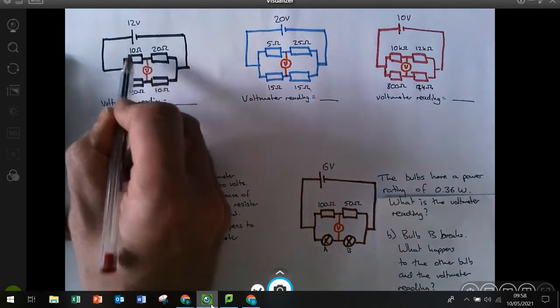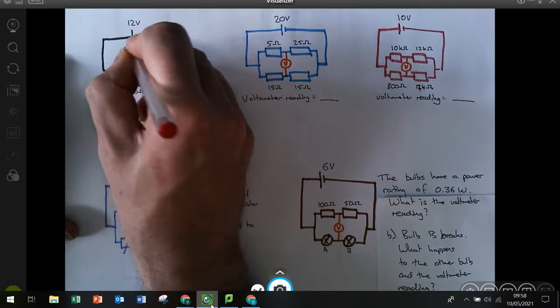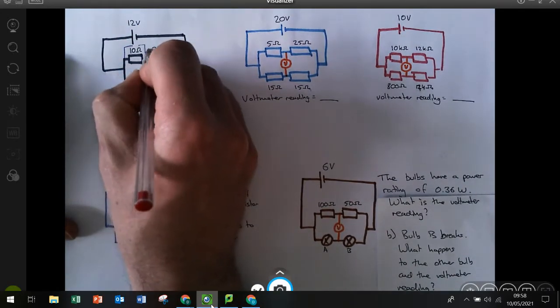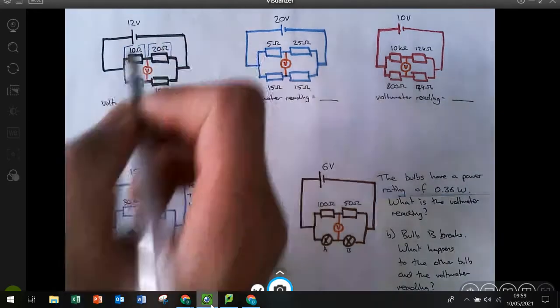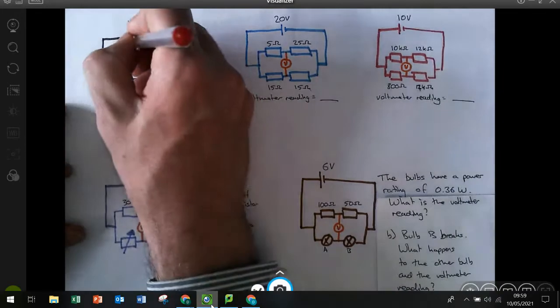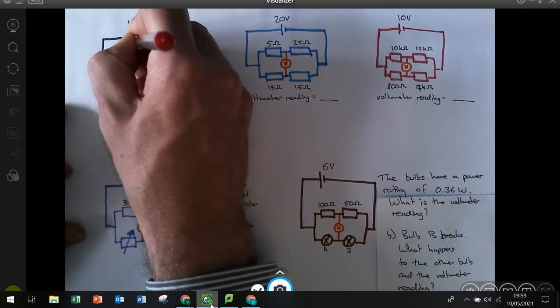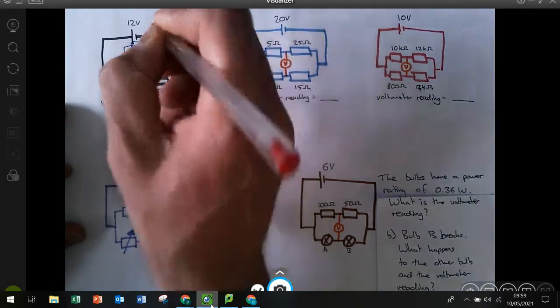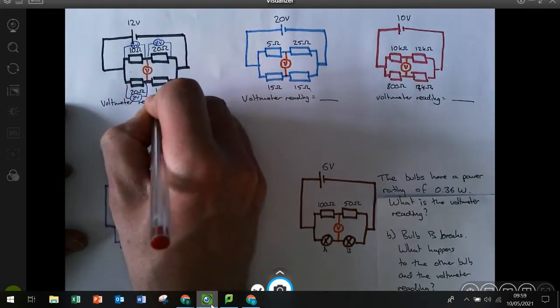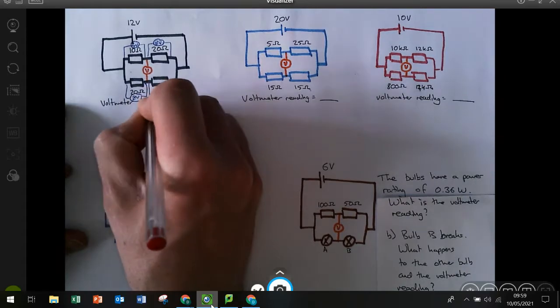If you go around the top branch, what's going to happen? You're going to lose a potential difference here, and you're also then going to lose a potential difference here as well. So what's that going to be? It's in the ratio 1 to 2. We've got 12 volts, so this will be 4 volts, and this will be 8 volts. If you go down the bottom one, it's reversed. We lose 8 volts here, and we lose 4 volts here.